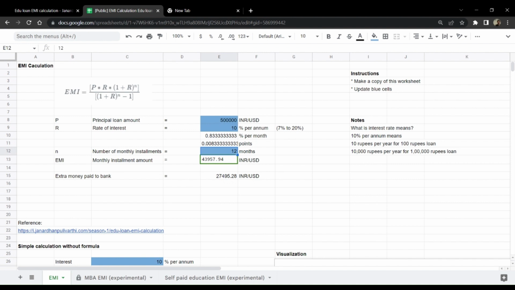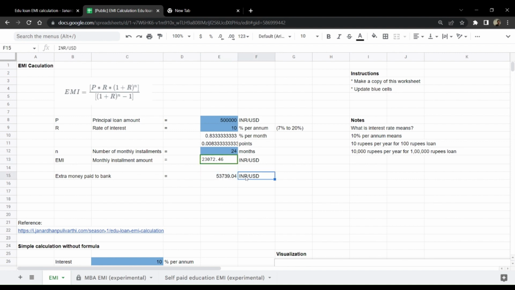And there is one more calculation: what if I extend this loan instead of just paying it in 12 months? What happens if I move it to 24 months? Then there is a difference. Instead of paying 27,500 rupees as extra money to the bank, after 24 months we are paying around 53,700 rupees. This way, we are decreasing the monthly expense that we put on.